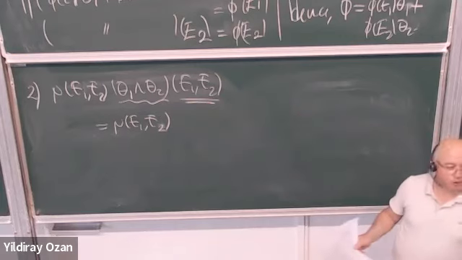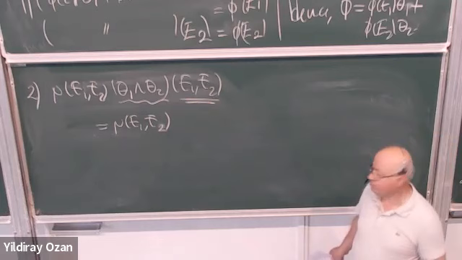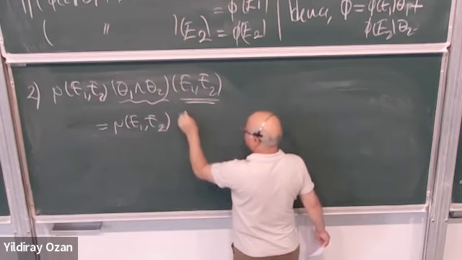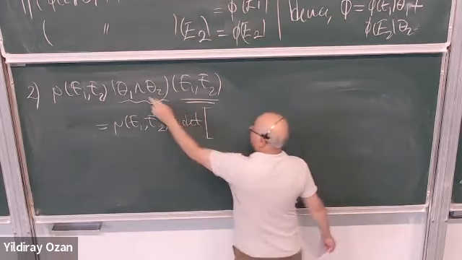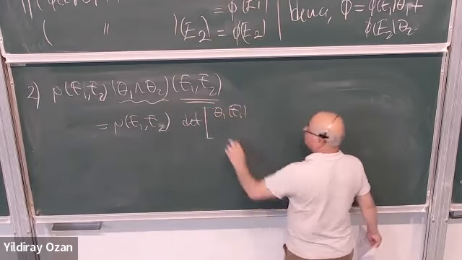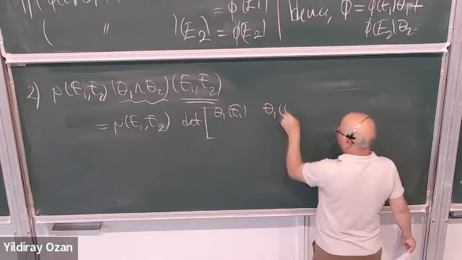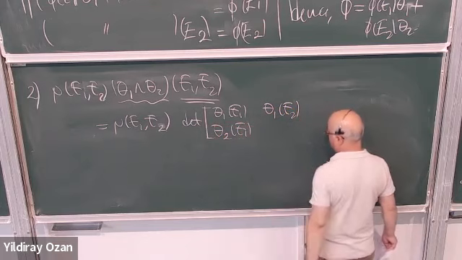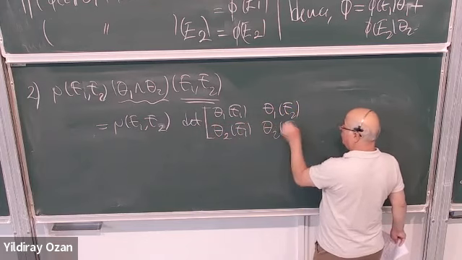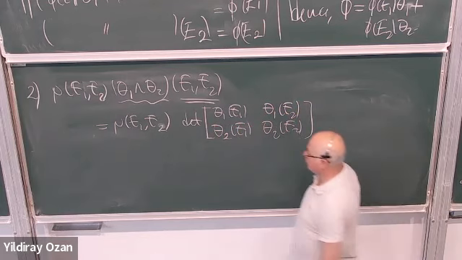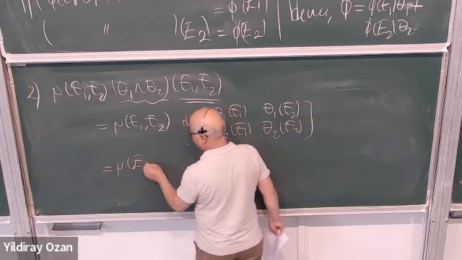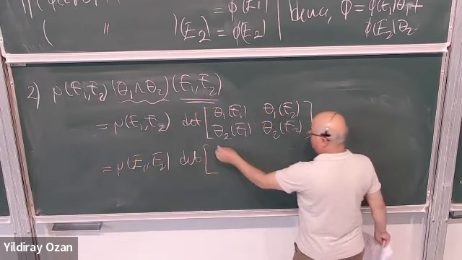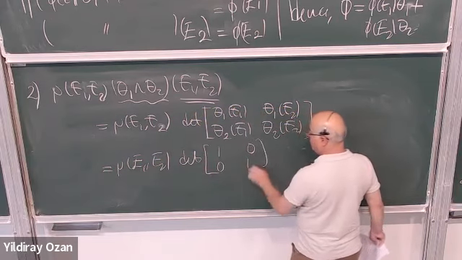Two forms are basically determinants, right? Or they are just area forms. So this is nothing but this determinant. Determinant of what? Theta one computed on the first one, theta one computed on the second one, and then theta two computed on the first one, and theta two computed on the second one, just the determinant of this gadget. So this is mu of E1, E2. Well, what is this? This is just the identity matrix, 1, 0, 0, 1. So this is just 1.